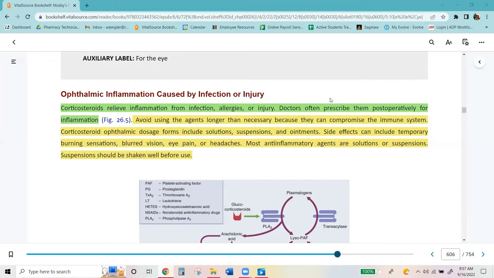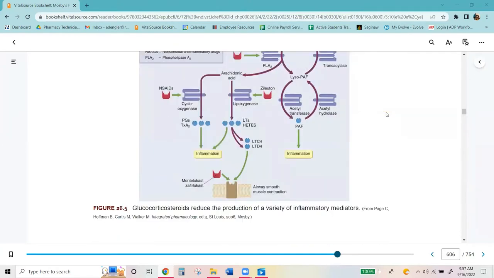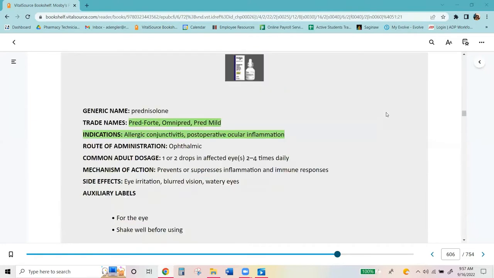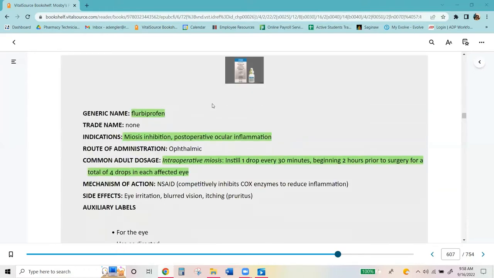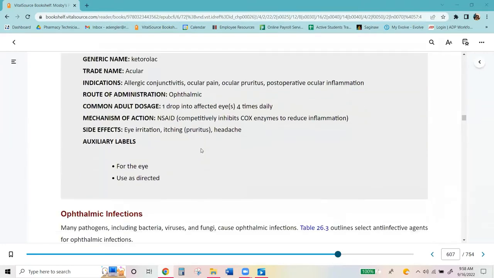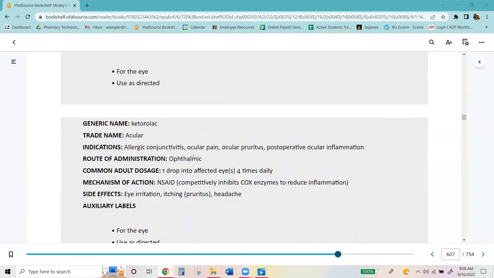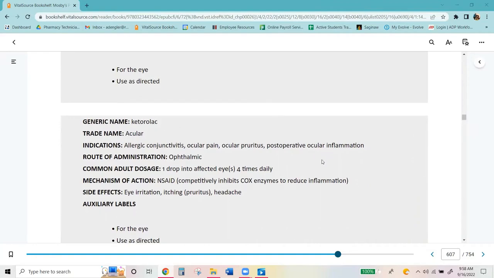Most anti-inflammatory agents are solutions or suspensions. Suspensions should be shaken well before use. So we have Pred Forte, Omnipred, and Pred Mild, which are all prednisolone eye drops. Flurbiprofen is for meiosis inhibition and post-operative ocular inflammation. Ketorolac is used for allergic conjunctivitis, ocular pain, ocular pruritus, and post-operative ocular inflammation.